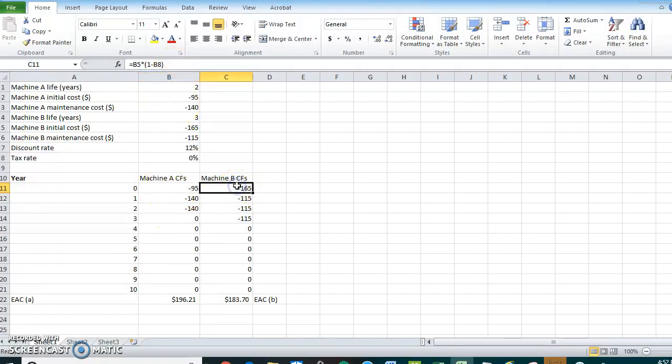In machine B, the exact same thing. Equals initial cost of the machine, which in my cell reference is B5, times 1 minus the tax rate. And then when you hit enter, you should get the right answer.